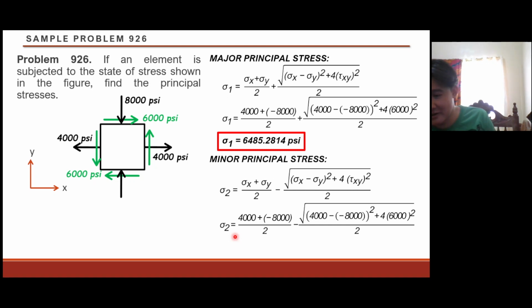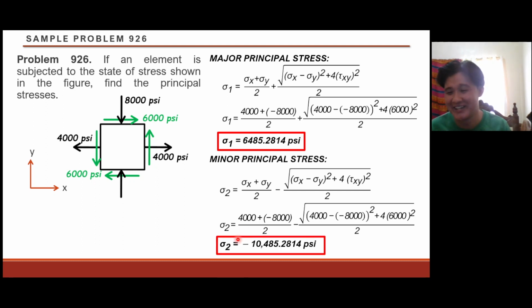Negative 10,485, tapos copy paste na lang. Ayan, so that would be yung minor principal stress natin, that is negative 10,485.2814 PSI. So, ibig sabihin yung stress 2 natin, hindi siya tensile, kundi compressive. Diba? So, that is yung major principal stress, tsaka minor principal stress natin.